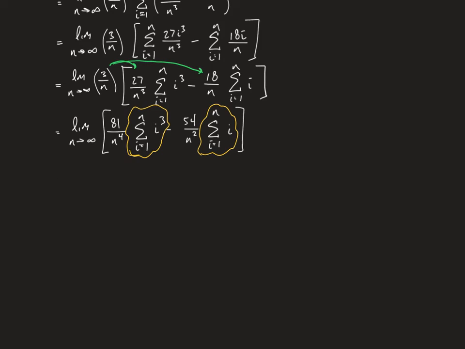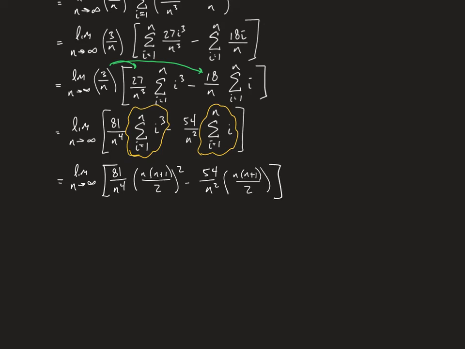So I still have the limit as n approaches infinity of 81 over n to the fourth, but instead of writing the sum of i cubed from 1 to n, I'm going to replace that with an expression that I know is equivalent to it: n times n plus 1 over 2, squared, minus, and I still have 54 over n squared, but I'm going to replace this with n times n plus 1 over 2. And this just goes back to those sum laws that we had at the beginning of this unit in Appendix E.